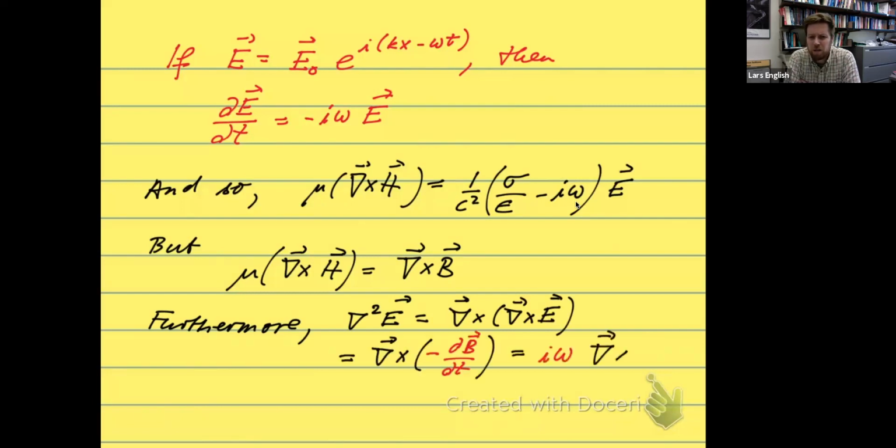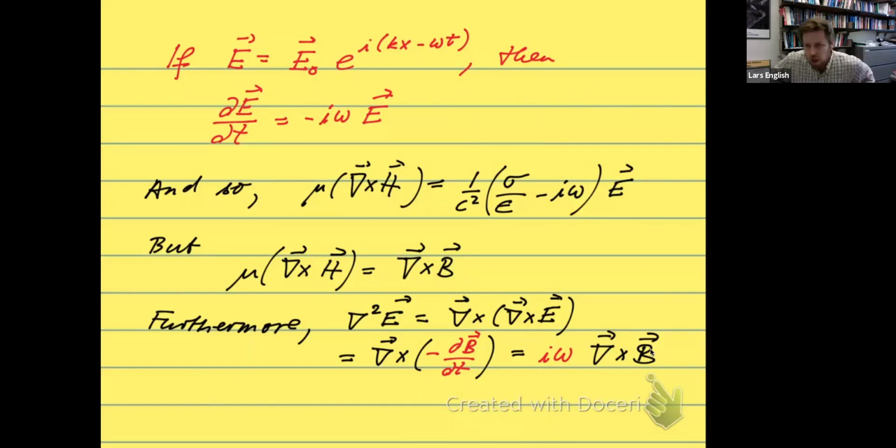Couple more steps here, okay? I want to start here with this del squared E for reasons that will become apparent. Okay, we know that that's equal to the curl of the curl, okay? Now I'm going to use one of the Maxwell equations, and so the curl of E is also equal to minus the time derivative of the magnetic field. But any time derivative is basically going to give me an extra i omega out. So instead of taking a time derivative, I can just multiply by minus i omega, and so that's what I've done here. And so then I'm left with the curl of B, okay?